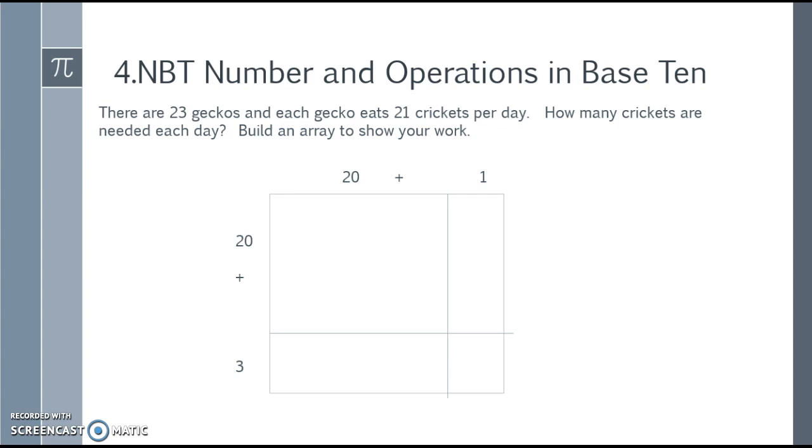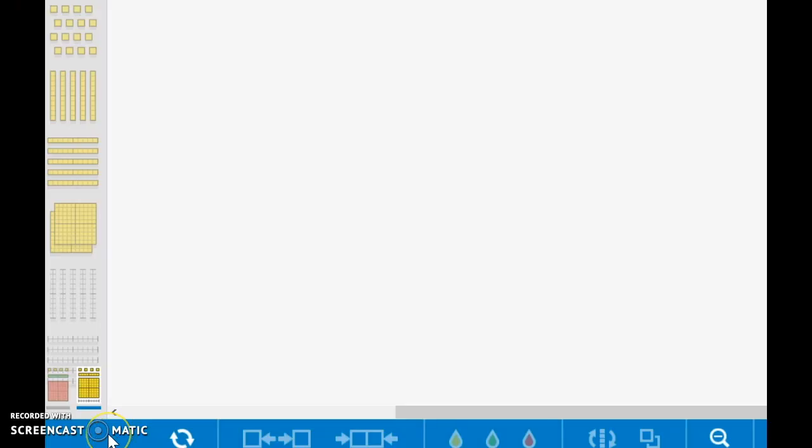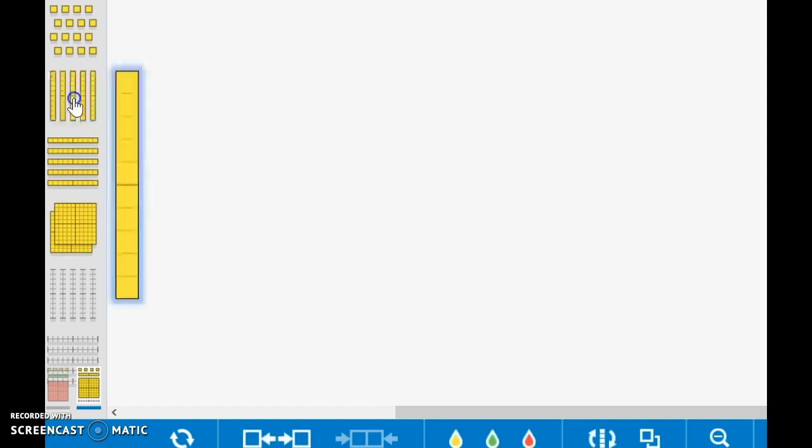So let's see what this might look like if I were to have this in base 10 pieces. I changed up our manipulatives just so that I'm able to rotate things a little bit easier using a different manipulative. So feel free to do that along the way here. So use manipulatives that work in our favor here.